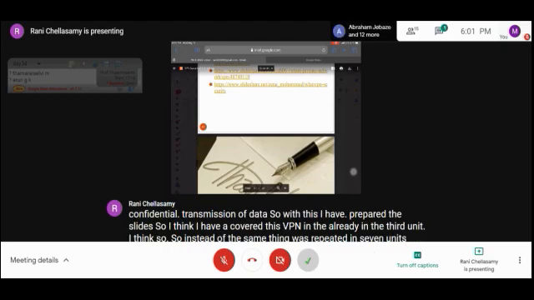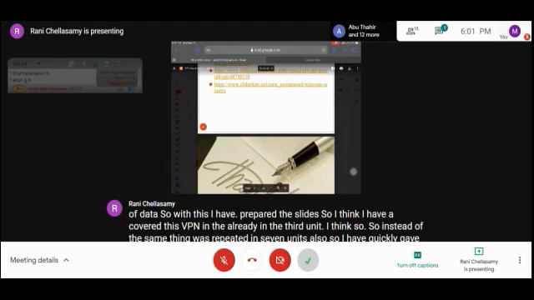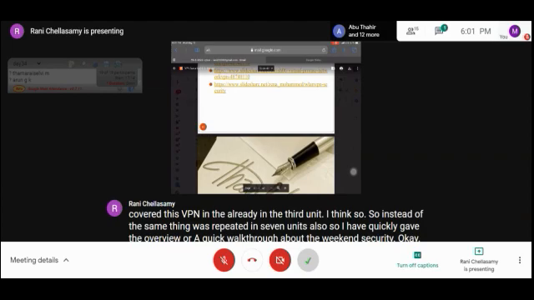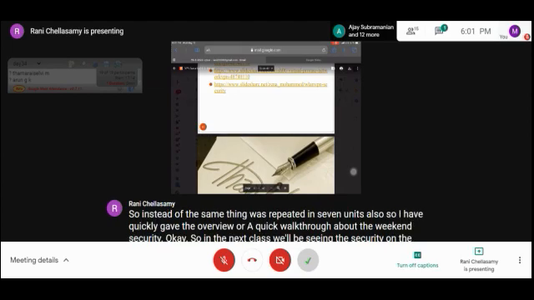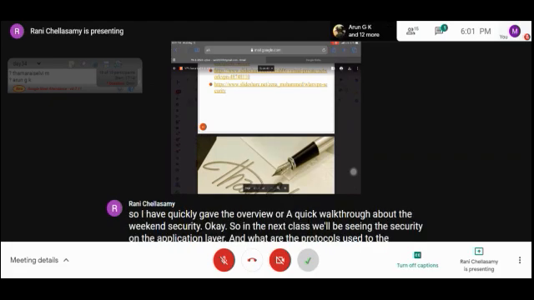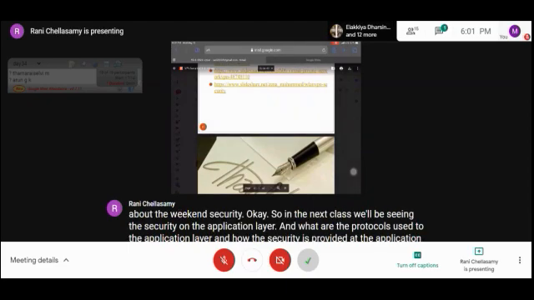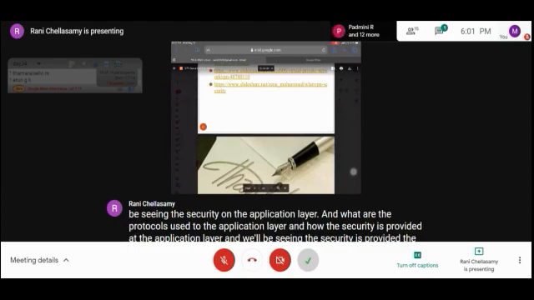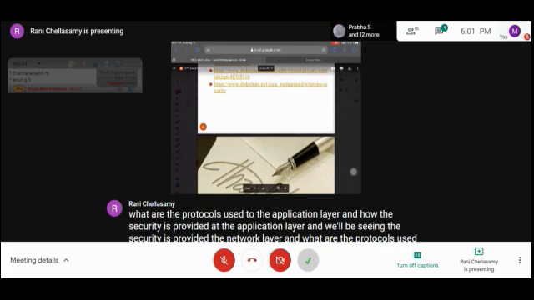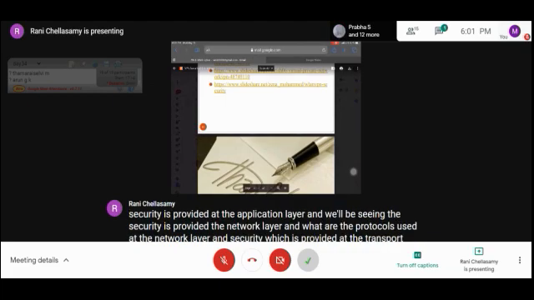In the next class, we'll be seeing the security at the application layer, what protocols are used at the application layer, and how security is provided there. We'll also see security at the network layer and the protocols used there, and security at the transport layer. These three are yet to be completed in the seventh unit, so we'll see them one by one. With this, I'll wind up today's session.